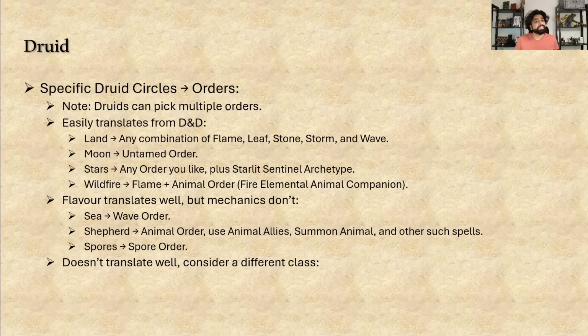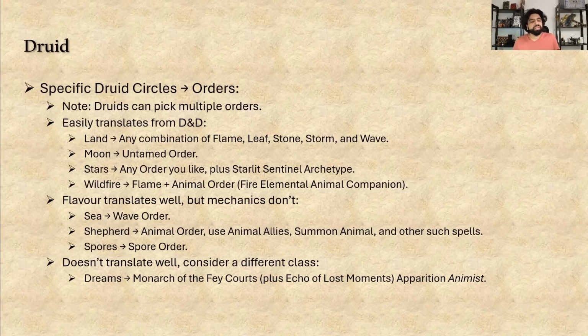And finally, things that don't translate well at all, and you should be looking at a different class. The Circle of Dreams Druid is the only example of this. The flavor is strongly associated with Fae, which Druids don't have a specific order for, though again, you can always flavor any of your primal magic as coming from the Fae. And then the Circle of Dreams Druid has a bit of mechanics around healing allies, creating areas of shadow, and so on. I would recommend playing an Animus for this.